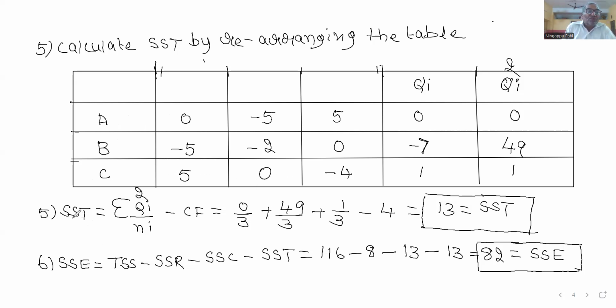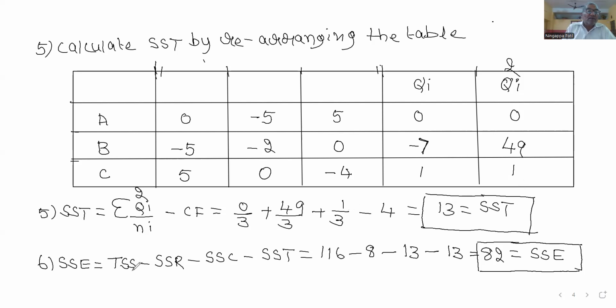Then look here, SST equal to summation of Qi square upon Ni minus CF. CF is here. Look here, Qi square: 0 upon 3 plus 49 upon 3 plus 1 upon 3. You can calculate and you can get the answer 13.